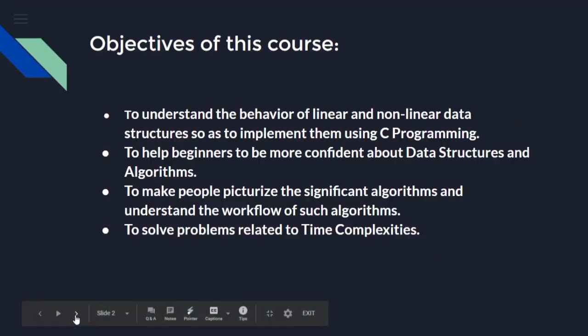Let's move on. So the objectives of the course are these. Basically, this course is designed to make people understand the behavior of both linear and non-linear data structures and to make them implement them using C programming. So we're going to study all the data structures and we'll be implementing them using C programming. And this course will help beginners to be more confident about data structures and algorithms.